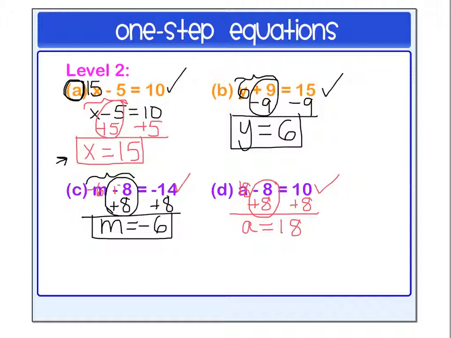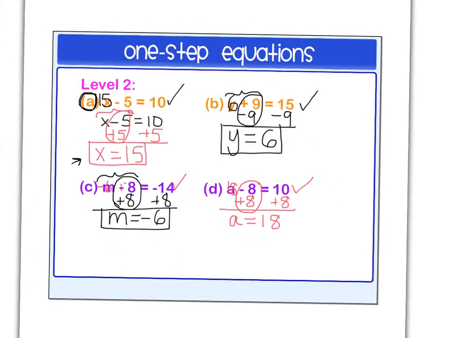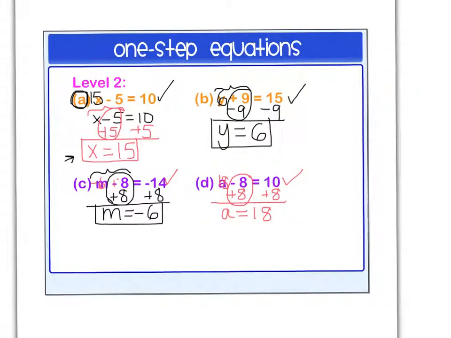You'll notice that on these particular problems, the variable is always on the left-hand side. I want you to realize that it's not always going to be on the left-hand side. So I'm going to kind of sneak in an extra problem here. I'm going to just change this one around. So instead of y plus 9 equals 15, I'm going to put 15 equals y plus 9.